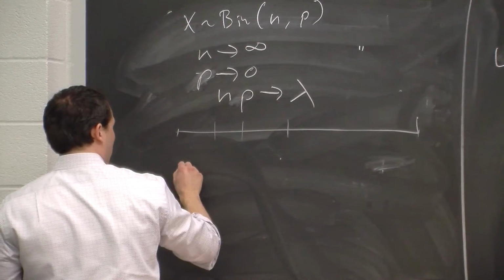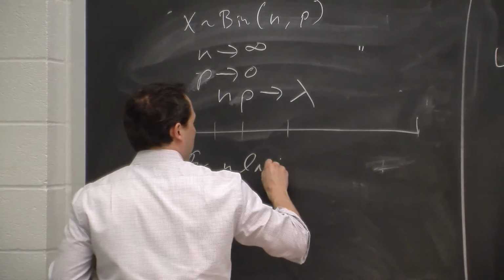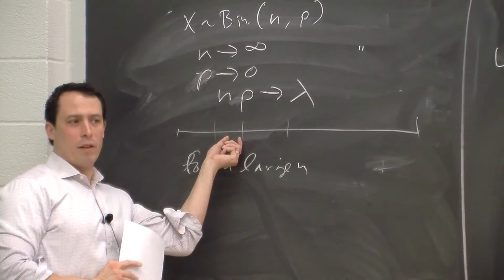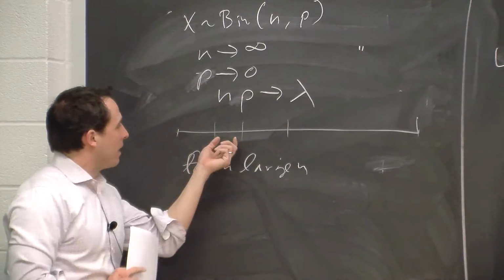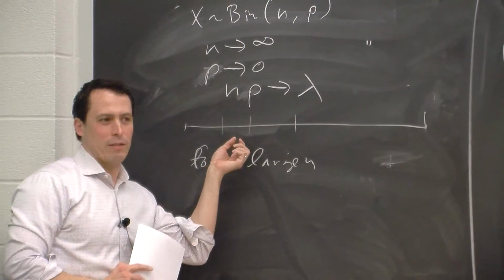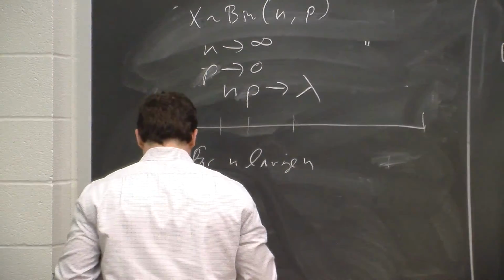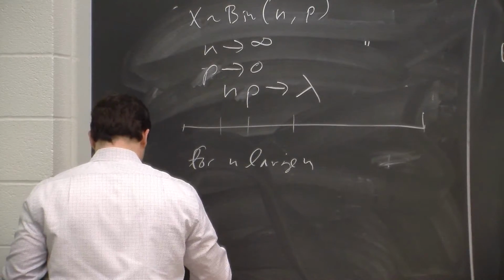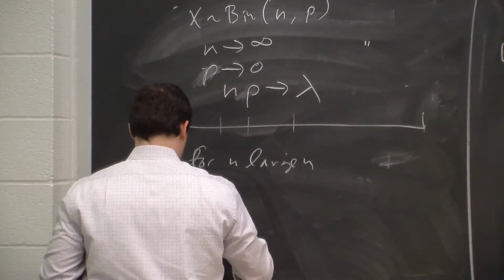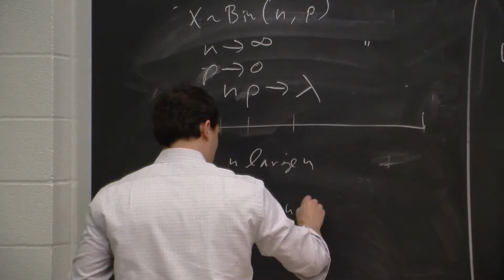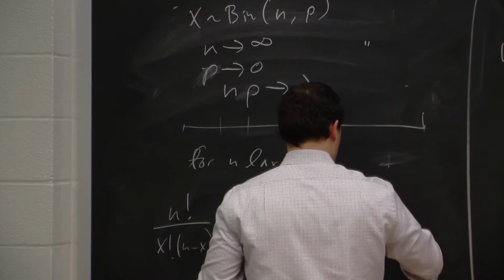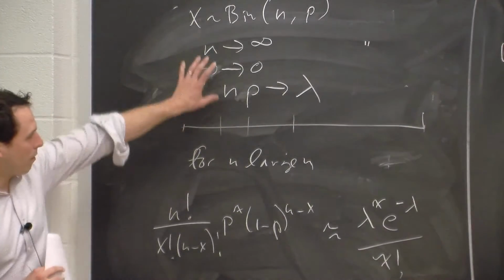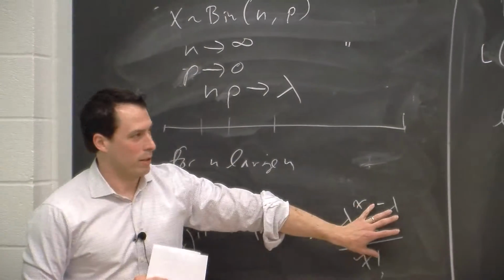Then we can say that for large n, large n meaning n big enough that these intervals always have only 0 or 1 events in them. So the intervals are small enough that there's never two things that happen in one interval. That's the point of doing this. When we do that, then n factorial over x factorial times n minus x factorial, times p to the x, 1 minus p to the n minus x, is approximately lambda to the x e to the minus lambda over x factorial. So that's the sense in which, for large n, the binomial and the Poisson start to look the same.